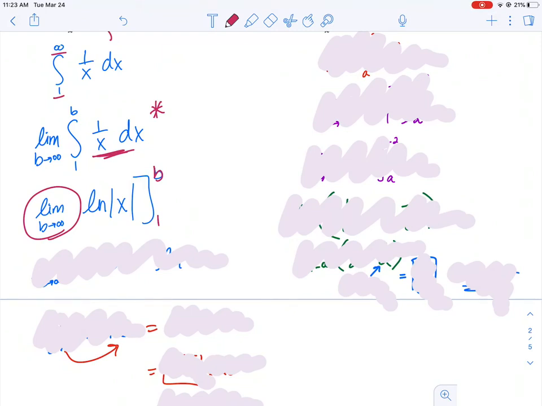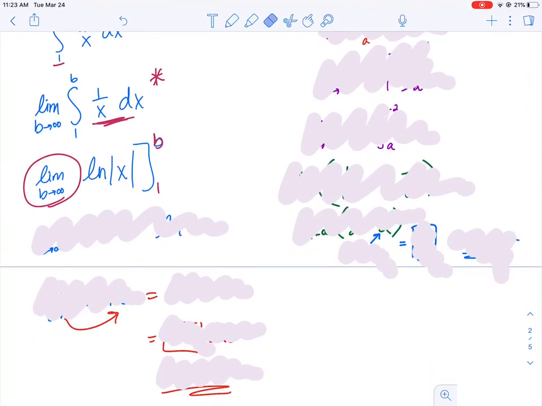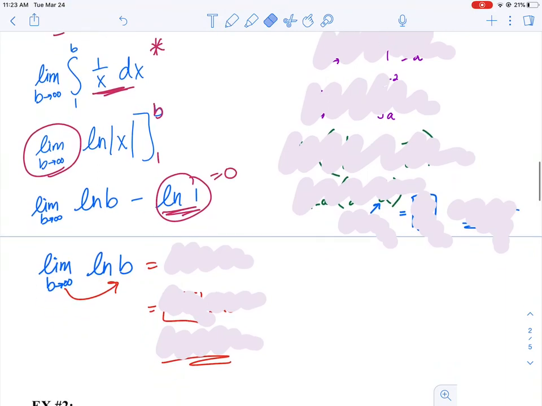Later, if we need to make b get really big, we can apply our limit process. Let's use the fundamental theorem of calculus to plug in our upper limit and our lower limit. We end up with the natural log of b minus the natural log of 1. Then we want b to get really big and approach positive infinity. The natural log of 1 turns out to be 0, so we end up with the limit as b approaches infinity of the natural log of b.